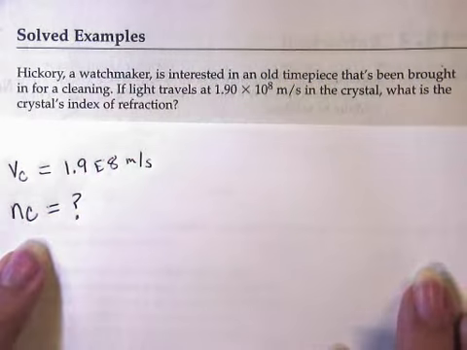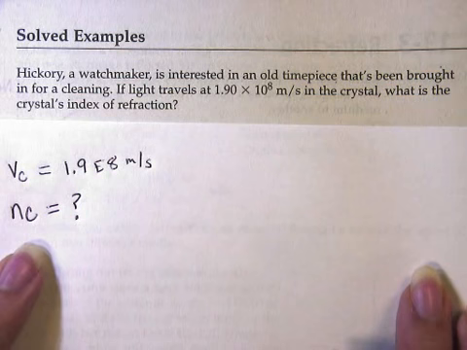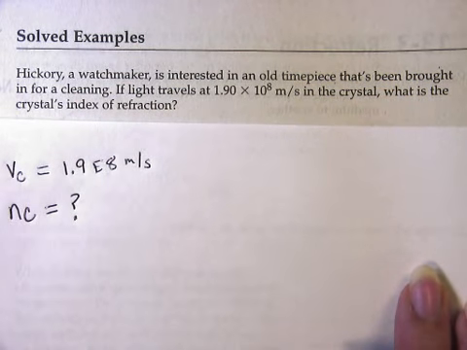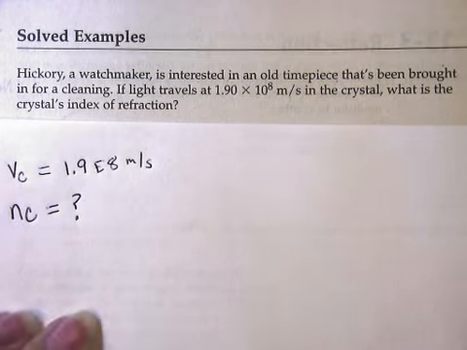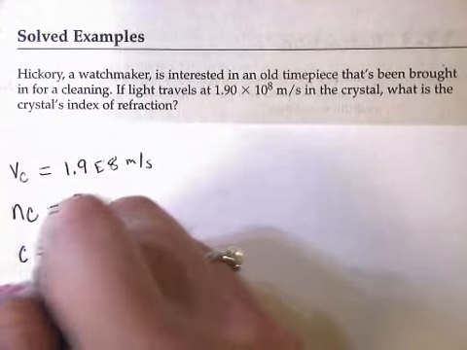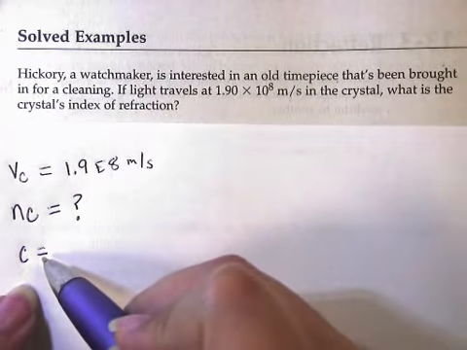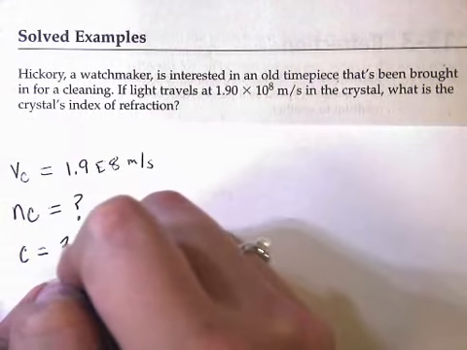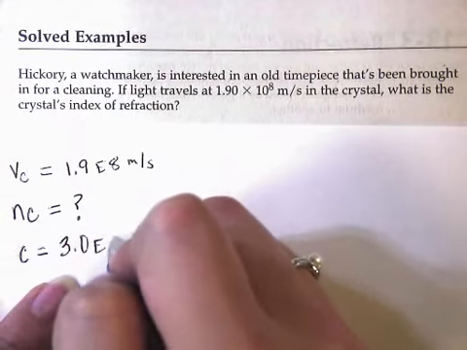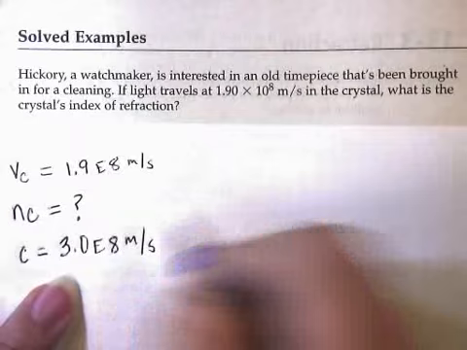Now, one thing that was not given but that I do know that I'm going to need is the constant for the speed of light. That would be labeled as C, and this is in your formula chart, so you don't have to memorize it. This is 3.0 times 10 to the 8th meters per second.